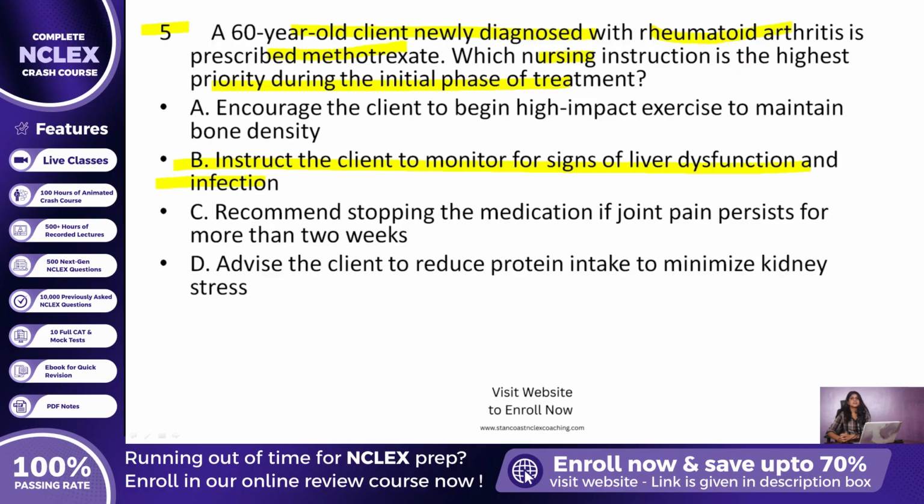However, it carries serious risks including liver toxicity, bone marrow suppression, and increased infection risk. Clients must be educated to report signs like fever, fatigue, jaundice, or unusual bleeding. Routine blood work is necessary to monitor liver enzymes and blood cell counts. Let's see why other options are incorrect.